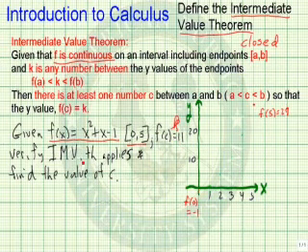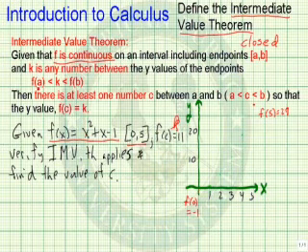So let's first verify that the intermediate value theorem applies, and then see if we in fact can find that value of c that we're looking for here. First, the intermediate value theorem applies because we have a polynomial function. Anytime you have a polynomial function, it will in fact be continuous. The original function will be continuous.